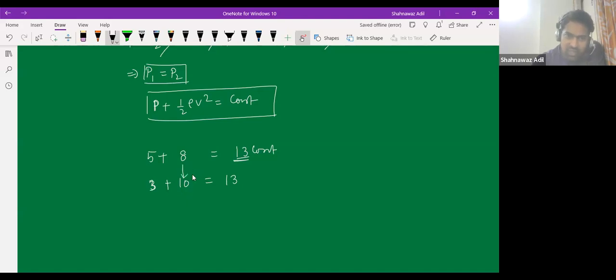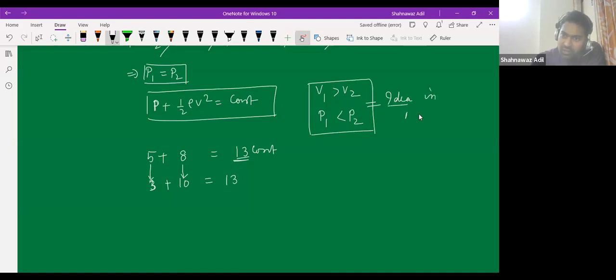So if we increase this, this will go down. So if we increase the velocity, if V1 is greater than V2, then pressure 1 would be smaller than pressure 2. Clear? This would be the idea that we will use in air. Is this thing clear, guys? Yes, sir.